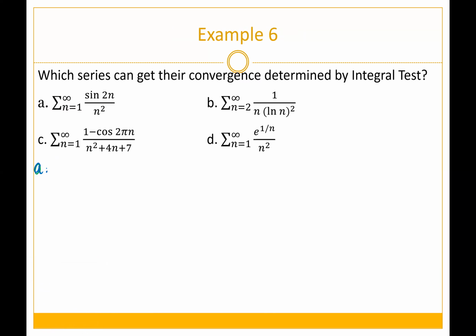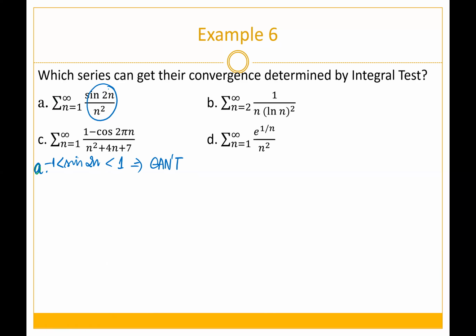So you have A, you need it to be continuous. If you look at A, sine 2n over n squared. First of all, it's continuous because sine is defined everywhere and n is positive. n squared is not going to reach 0 from 1 to infinity. So it's continuous. But is it positive? You have sine 2n. It's going to fluctuate between -1 and 1 all the time, right? So it's not going to be positive. So this one cannot use the integral test because it's not positive.